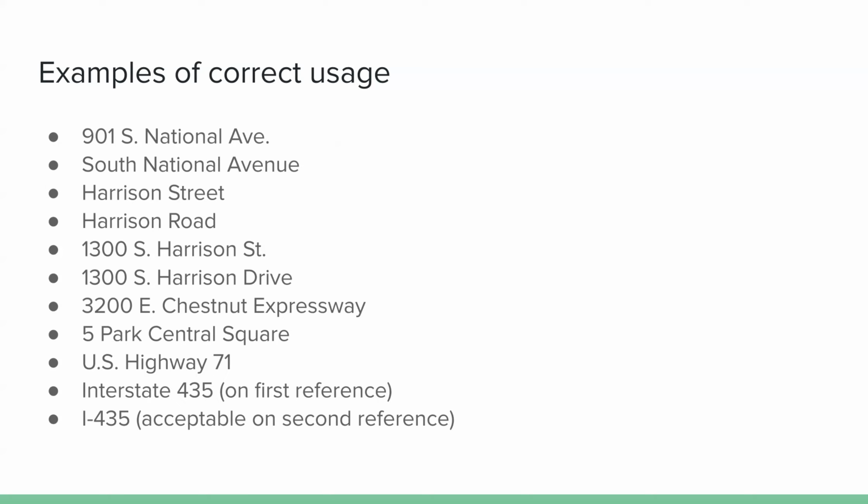Even if they are long words like 3200 East Chestnut Expressway. I know expressway is a lot of letters, but it's not one of the magic 3, so it gets spelled out. 5 Park Central Square. You got a single digit there for the building number, but it's written as a figure. US Highway 71. Notice highway is not abbreviated. Interstate 435. Do that on first reference. On second reference, you can say I-435 if you want to.